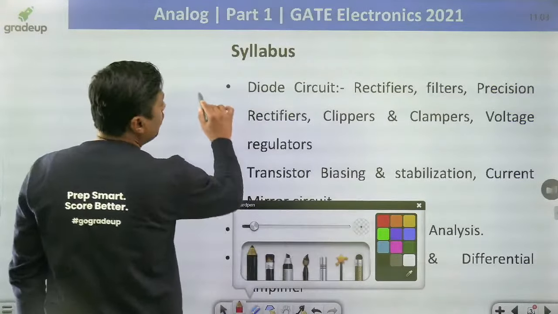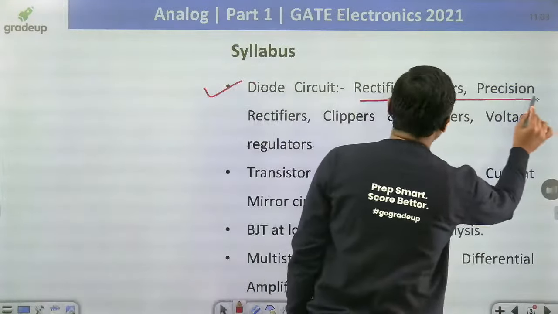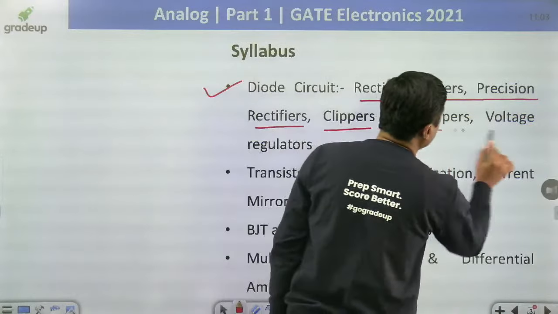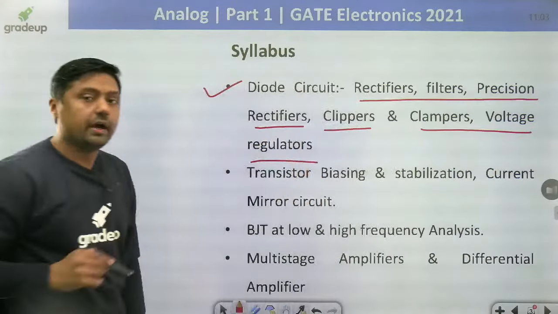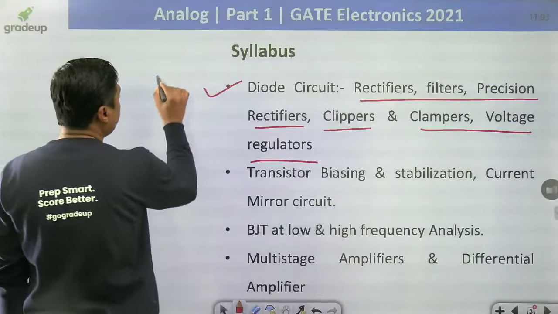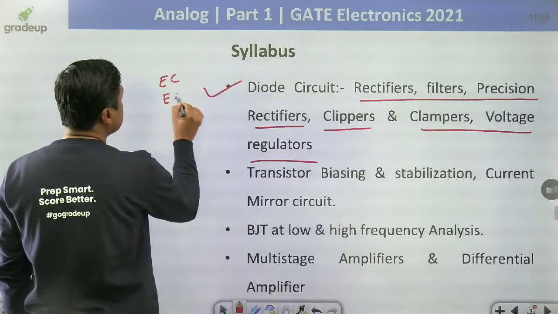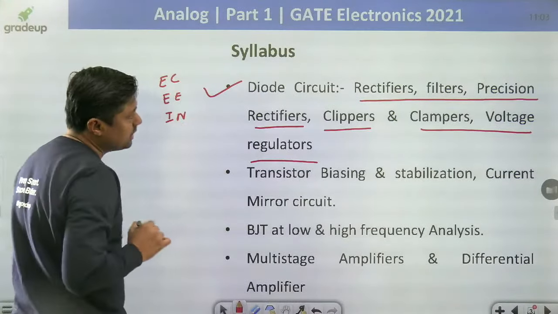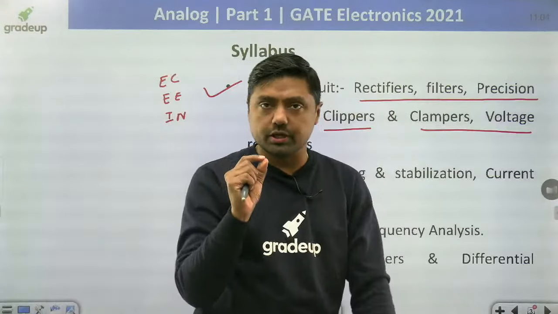First of all, diode circuits: rectifiers, filters, precision rectifier, clippers, clampers and voltage regulators. Everyone, this topic is important for electronics students, electrical students and the instrumentation branch. Definitely you will get a question.